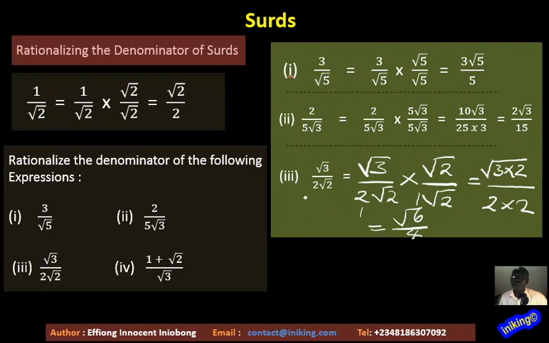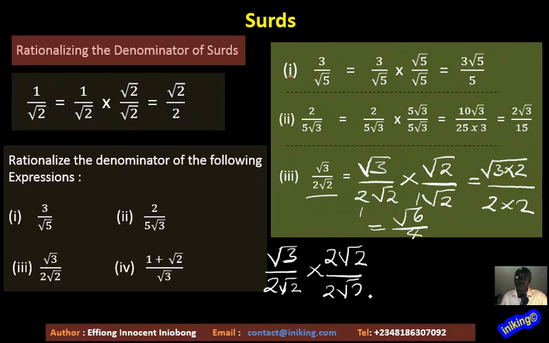What if I had used 2 root 2? Let's try again. Let's see if we get the same thing. This is root 3 divided by 2 root 2, multiplied by what? The whole denominator this time around, 2 root 2, instead of just using root 2 divided by 2 root 2. As we said earlier on, we're going to get the same thing.